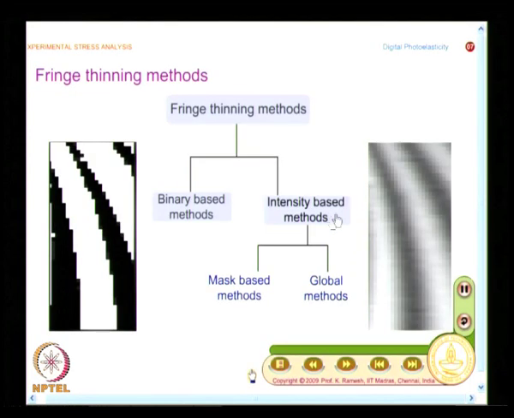On the other hand, when you go to intensity based methods, you retain the fringe field as grayscale images, and from your analytical development, what was the fringe point? The fringe point was the point of minimum intensity. So, if I have an intensity recording, then I can pick out those minimum intensity points and they form the fringe skeleton. Now, the question comes whether it is a global minimum or local minimum. See, when you go to any experimental arrangement, you have a light source which is a diffuse light source.